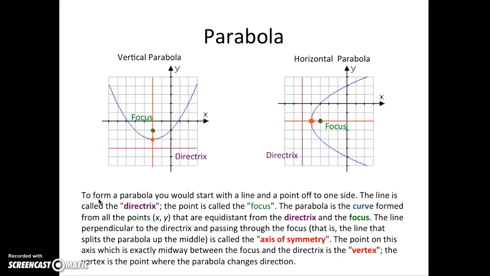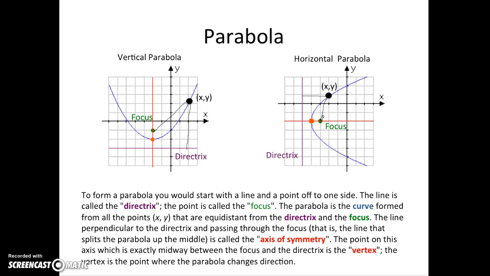and the focus. So what that means is we can have a point on the parabola and the vertical distance to the directrix is going to be the same as the diagonal distance to the focus for a vertical parabola, or the horizontal distance from the directrix to the point is going to be the same as the distance between the focus and the point.